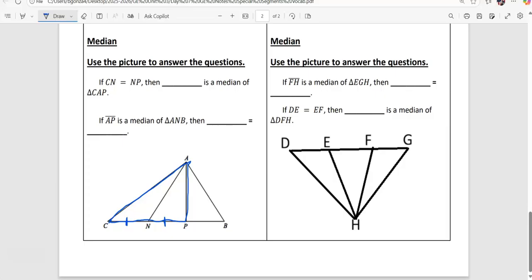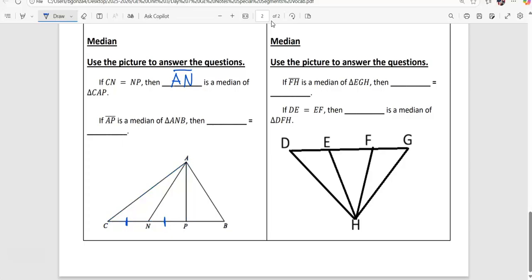It asks us, what is the median? So what goes from the vertex to the midpoint on that triangle right here? Yeah, what two letters is the median? A to N. A is the vertex, N is the midpoint. It's vertex to midpoint. AN. Cool.